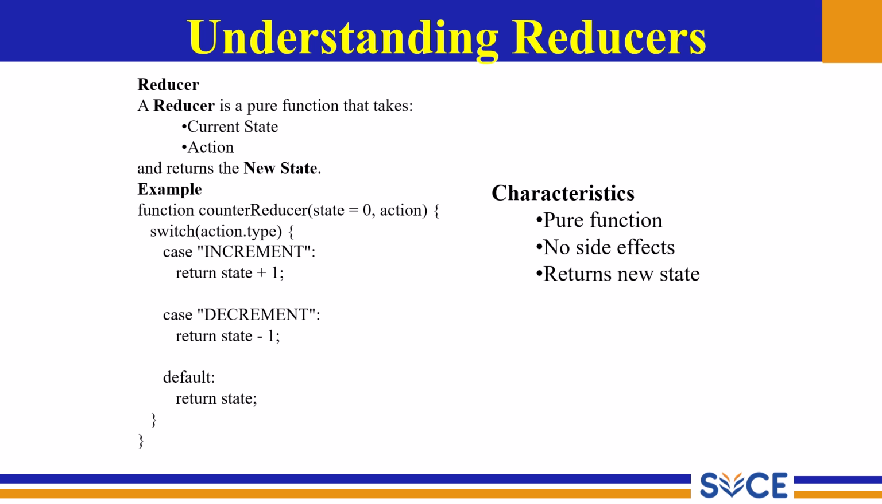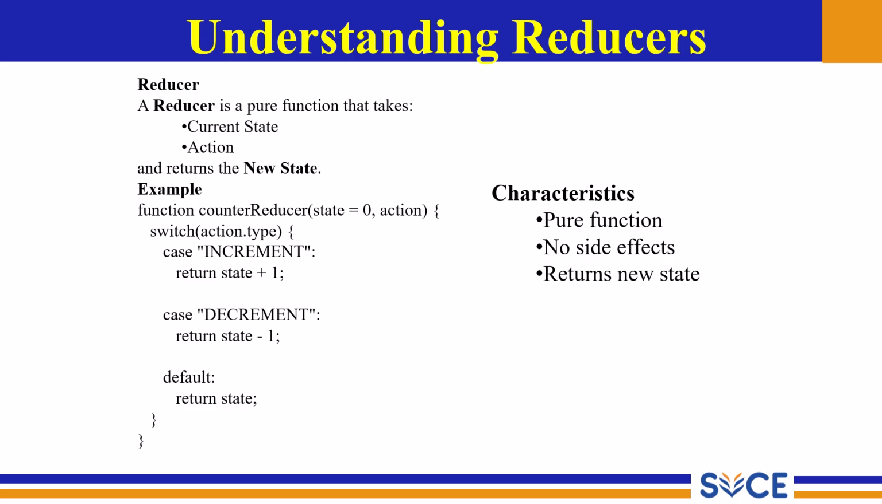It uses the function counter reducer and then the switch case. So the first case is responsible for increment and it returns the state plus 1. The second case is responsible for decrement and it returns the state minus 1. The default case is responsible for returning the state.